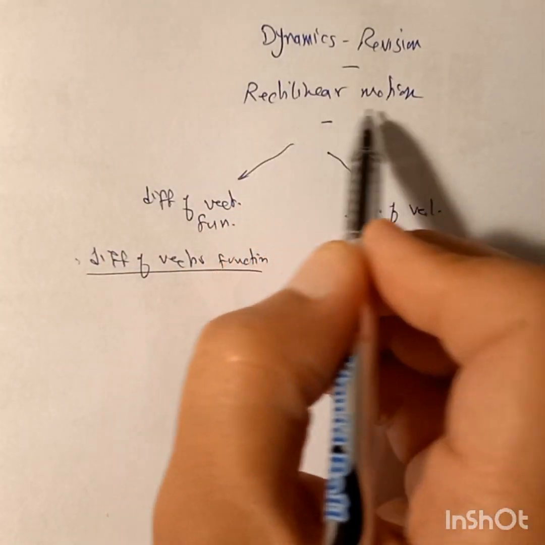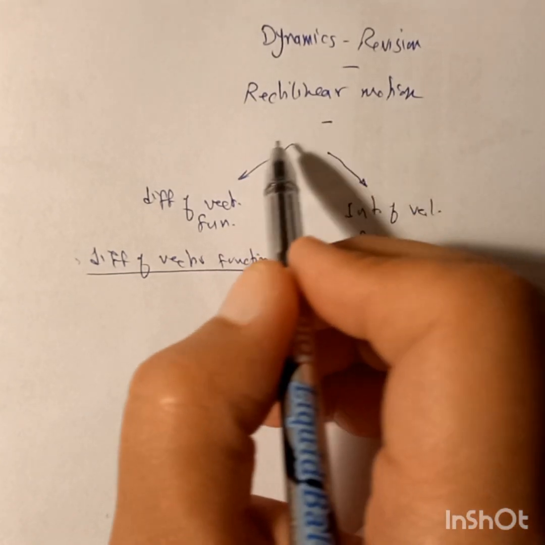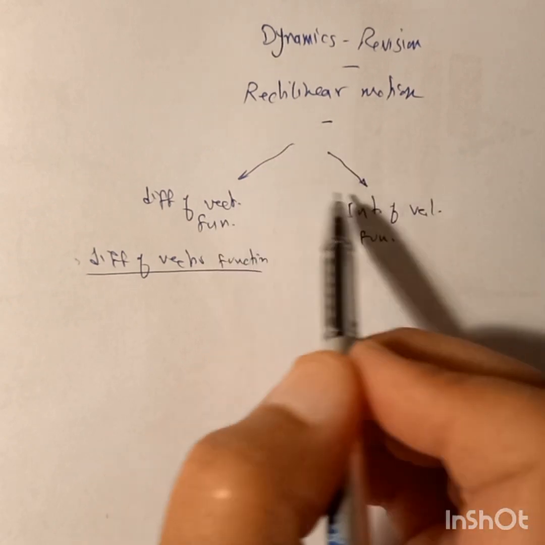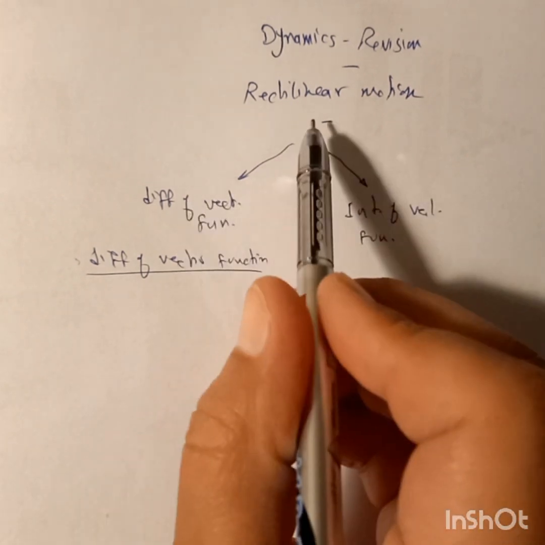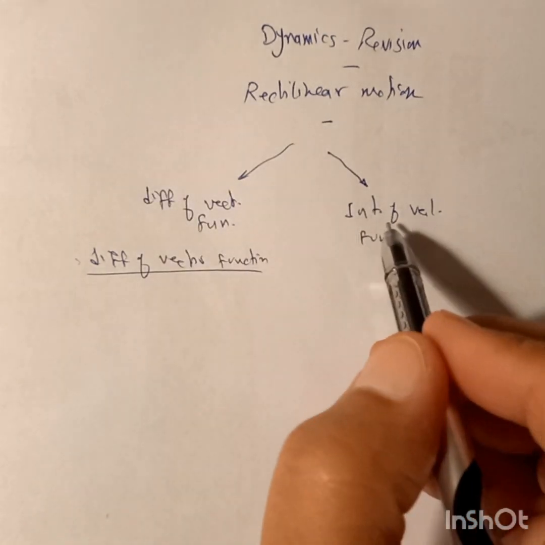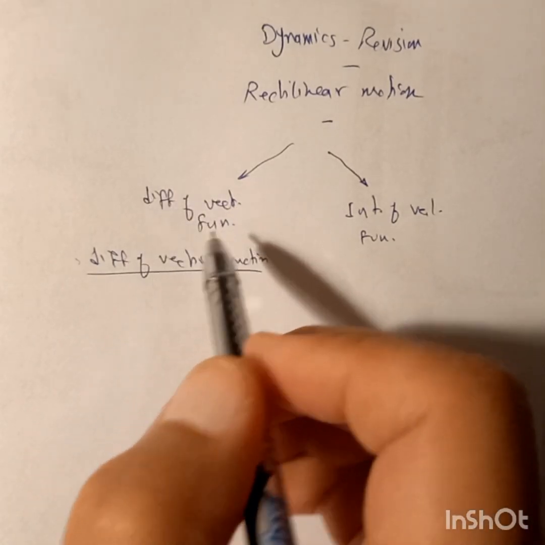Now we're going to start our revision of dynamics. We'll start with rectilinear motion of any body. Rectilinear motion of a body means this body is moving in a straight line. We have two topics to deal with in this unit: differentiation of vector function and integration of vector function. We'll start discussing differentiation of vector function.